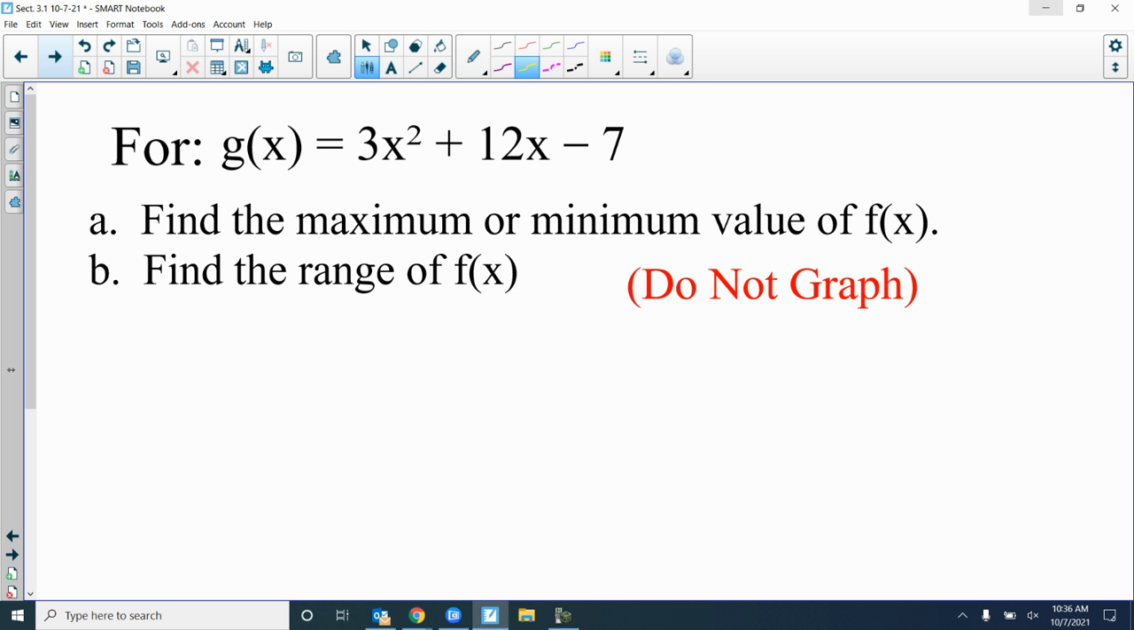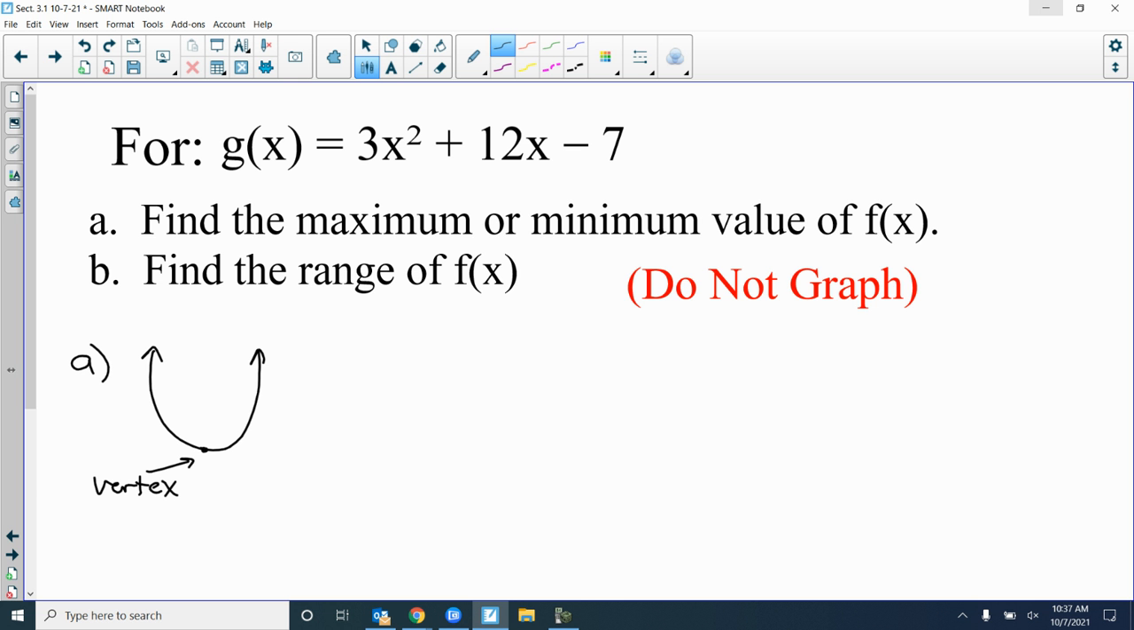And I also added a couple things here, but they also have to do with the vertex. Okay. So for g of x, that happens to be the same equation we did earlier on the front. But I have different questions. A, find the maximum or minimum. Well, first of all, which one does it have? Does it have a max or min? Matthew? Minimum. Why do you say minimum? Because it opens upwards. Good. It's going to open up, so it's going to have a minimum. We need to find that point right there.